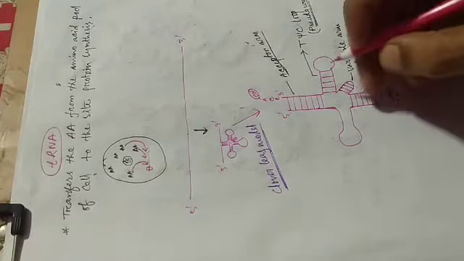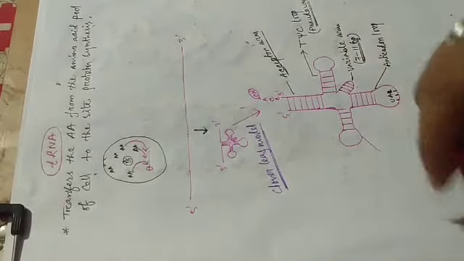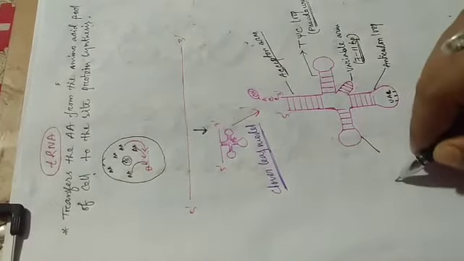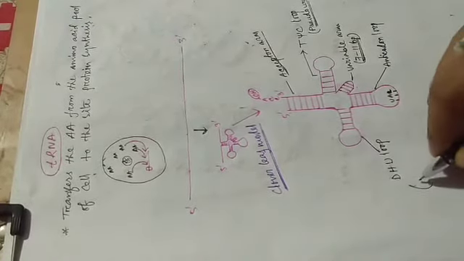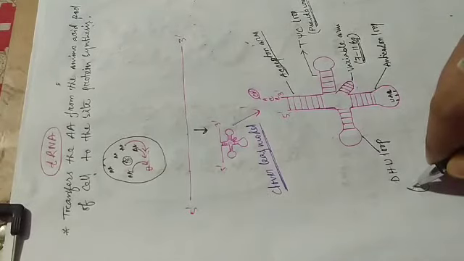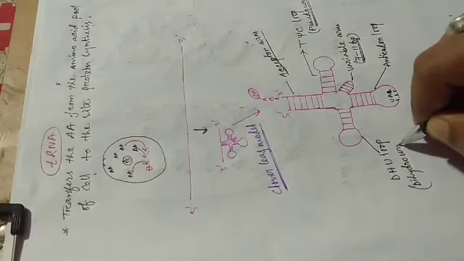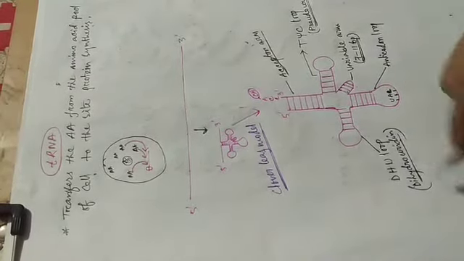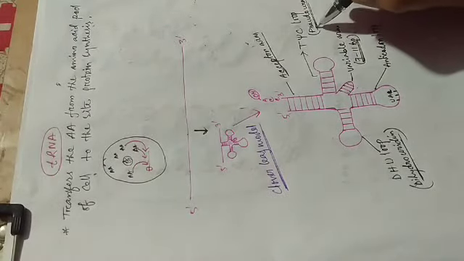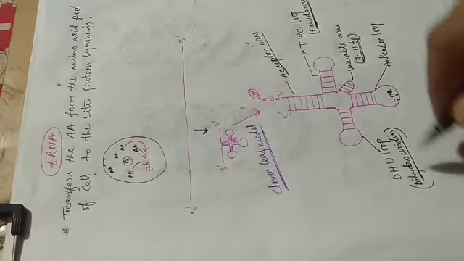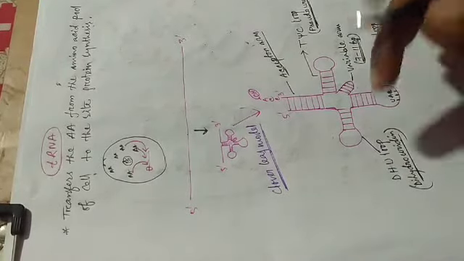Then the last arm of the tRNA is called the DHU loop. It is called the DHU loop for the presence of an unusual base named dihydrouridine. So in tRNA we can see 2 unusual bases named pseudouracil and dihydrouridine. For the presence of dihydrouridine, this loop is called the DHU loop.